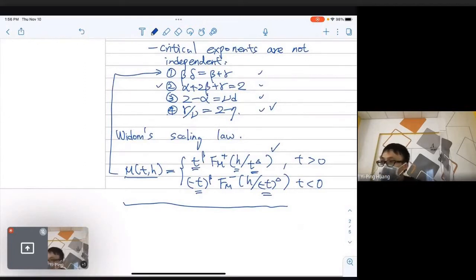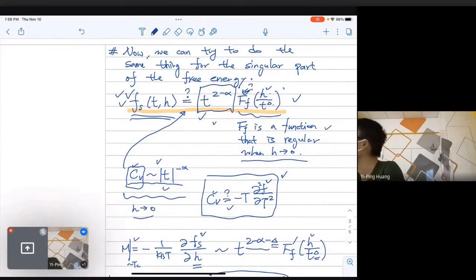Okay? So, all right. At this moment, are there any questions about this relatively simple derivation?